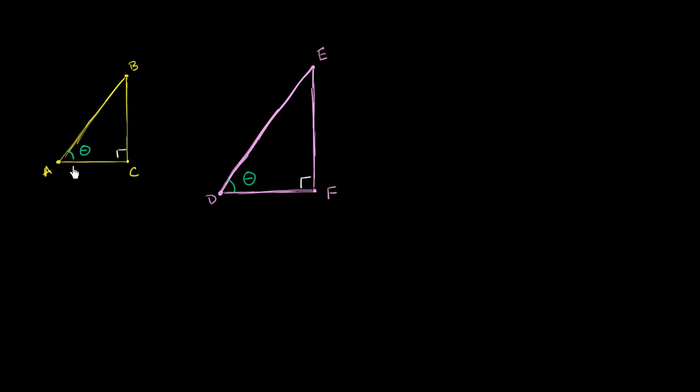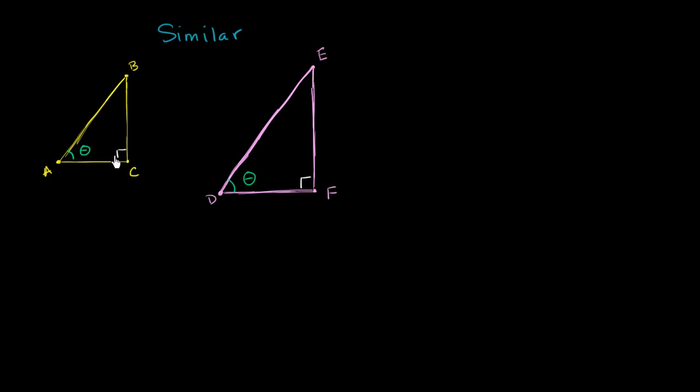Well, for any triangle, if you know two of the angles, you're going to know the third angle because the sum of the angles of a triangle add up to 180 degrees. So if you have two angles in common, that means you're going to have three angles in common. And if you have three angles in common, you are dealing with similar triangles. Let me make that a little bit clearer.